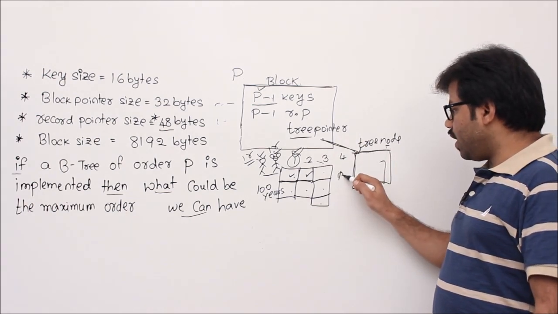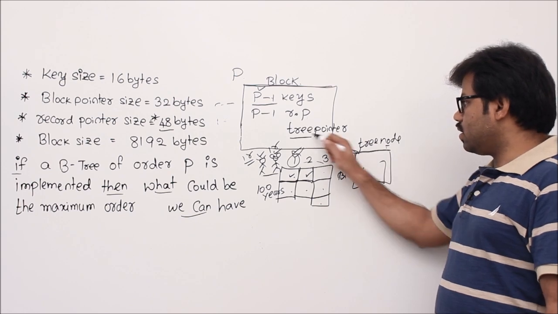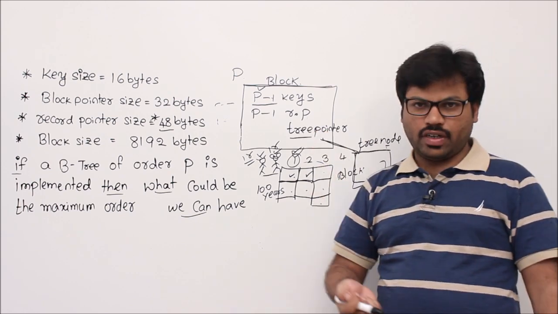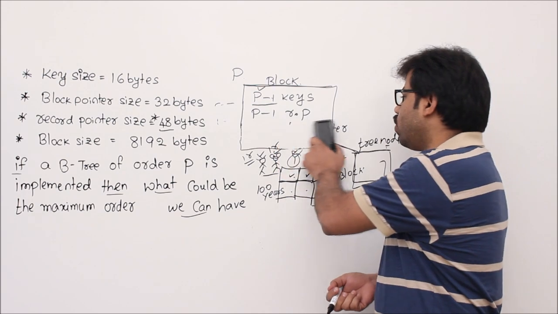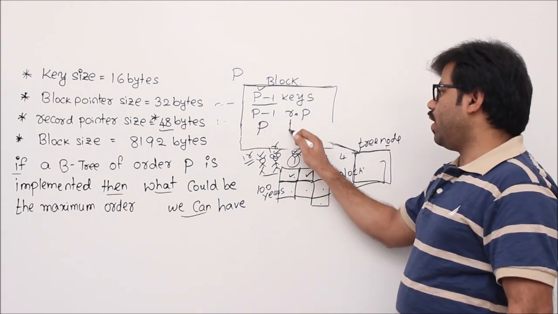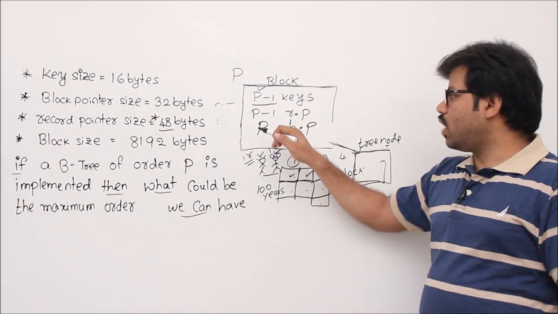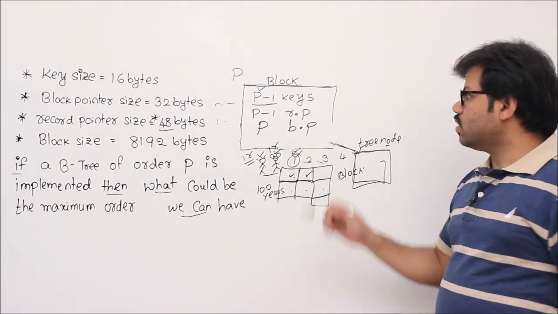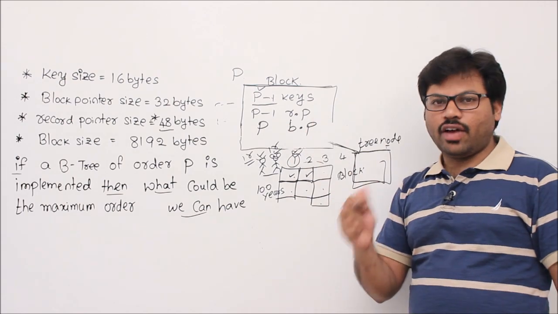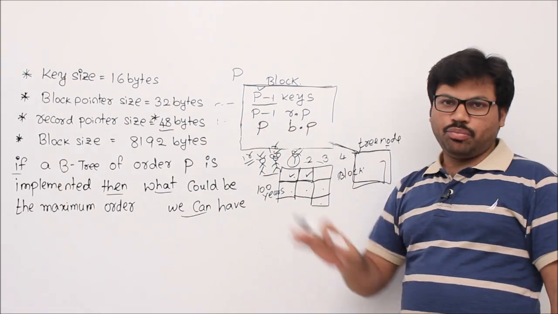That node is going to be a block. Then this tree pointer will become a block pointer, correct? So finally, we are going to have P block pointers. So why P? Already you know that. For P minus 1 keys, we should have P tree pointers. So all these things we are going to have in our B tree.